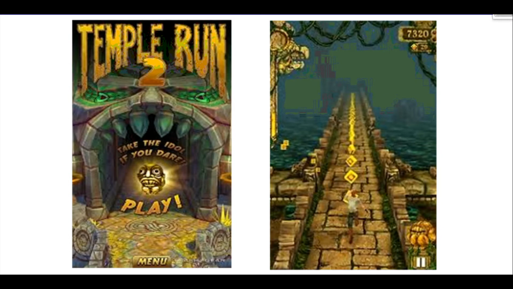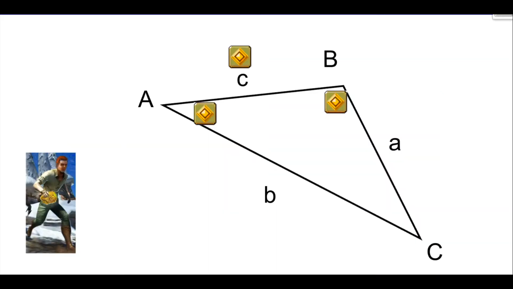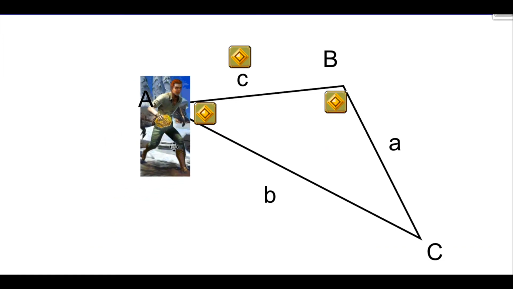A few years back, there was an app called Temple Run. It was a very popular game, and this guy was running through this temple, through this jungle, and the object of the game was for this guy to collect all these coins. Maybe you've played it, maybe you remember it. I want you to think about that concept as you try to identify what type of problem you're looking at. You're going to see a triangle, and it's going to have some different pieces of information given. And I want you to imagine that you're this runner running around the triangle.